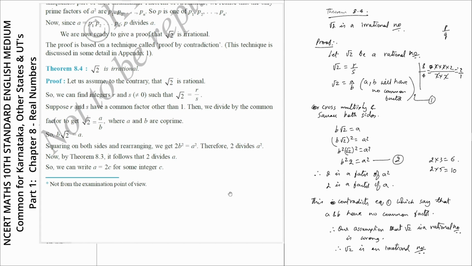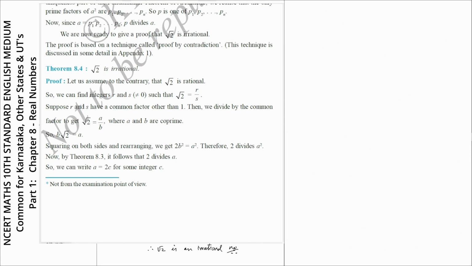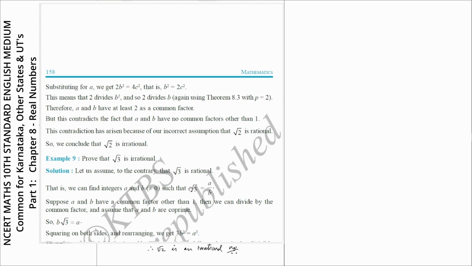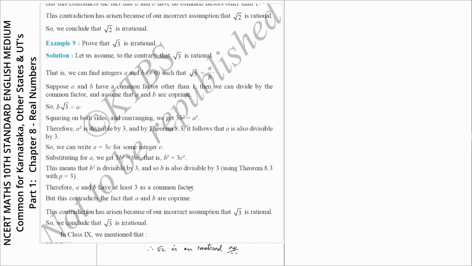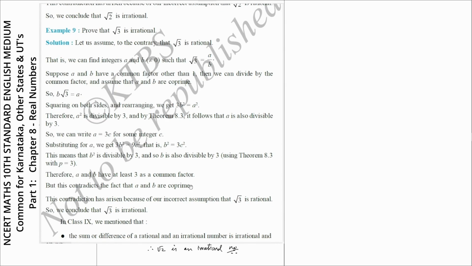So I tried to prove that root 2 is a rational number, but I am unable to do that. So what it means, root 2 is an irrational number, and that completes the proof. So the next topic is example 9. Prove that root 3 is irrational.